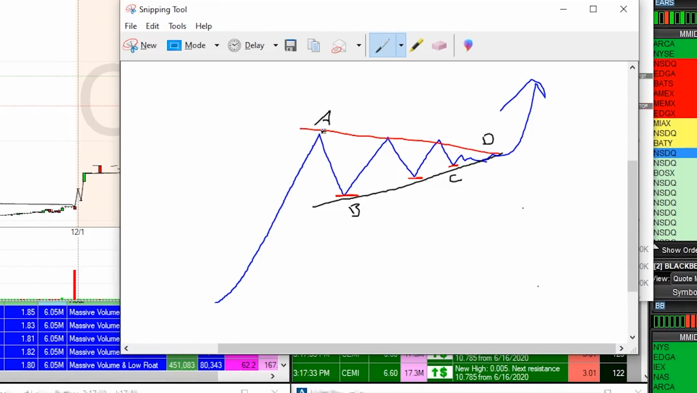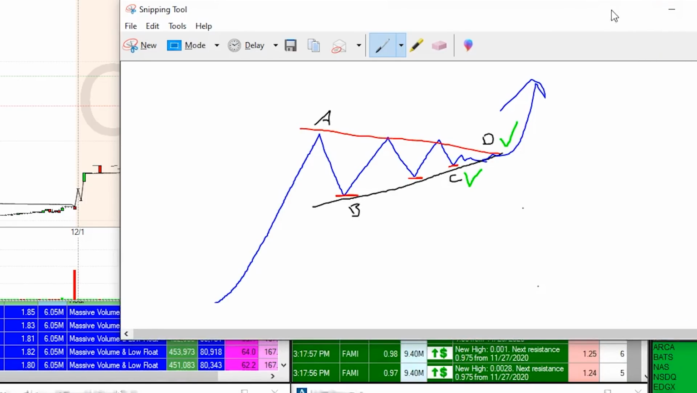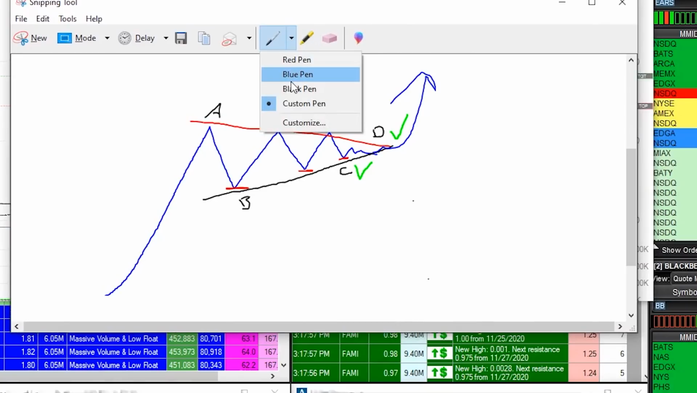So we have our A, establishing resistance, B, which is establishing support, C, which is going to be building higher lows, and D is where we're going to get our breakout. As always, we like to try to buy in on C, but there's nothing wrong with buying in on D as well. And again, this is almost like the U-shape pattern, if you guys know.